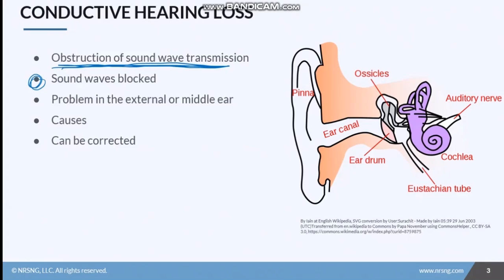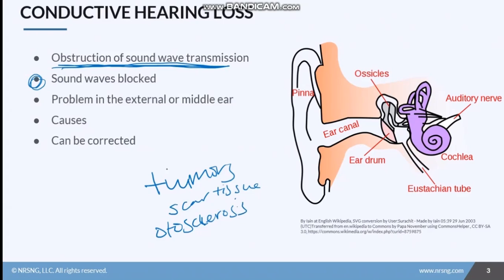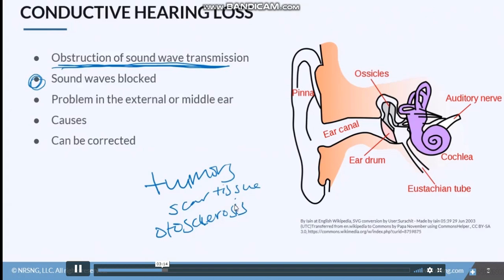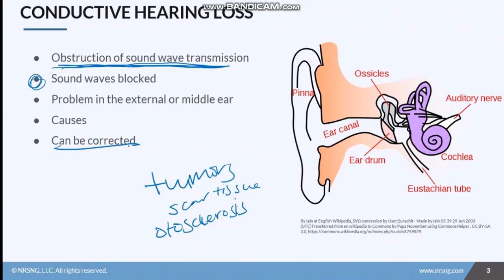So finally, abnormal tissue growth such as tumors, scar tissue, or overgrowth of soft bony tissue on the ossicles known as otosclerosis can also lead to this type of hearing loss as well. The good thing with this type of hearing loss is that the disorders that cause it can usually be corrected with minimal or no permanent damage. So remove the obstruction and the hearing improves.